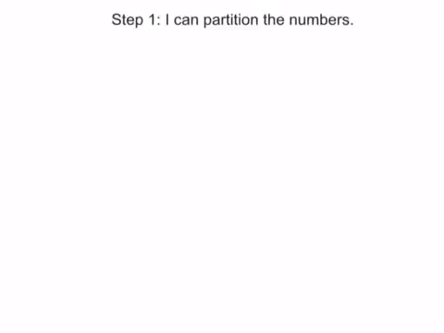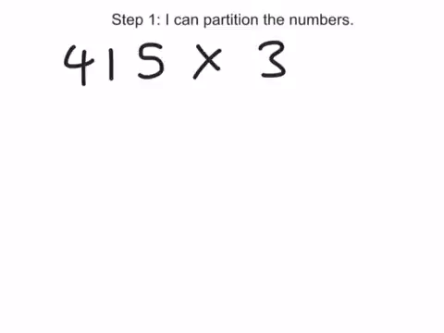So for instance, if you've had the question, which may be something like 415 times 3, we can look at that number and we know that we're going to need hundreds, tens, and units. We don't need decimals because if we look at this question, there's no decimals there, thank goodness.